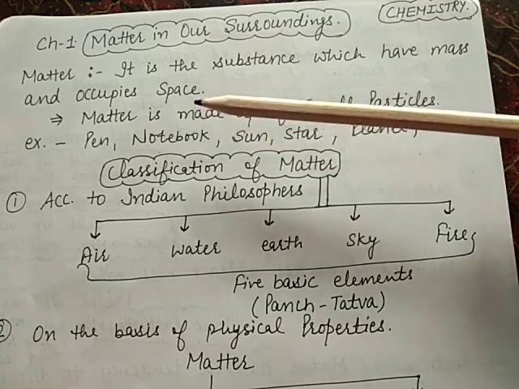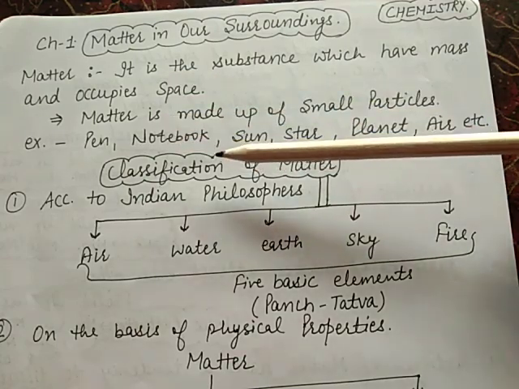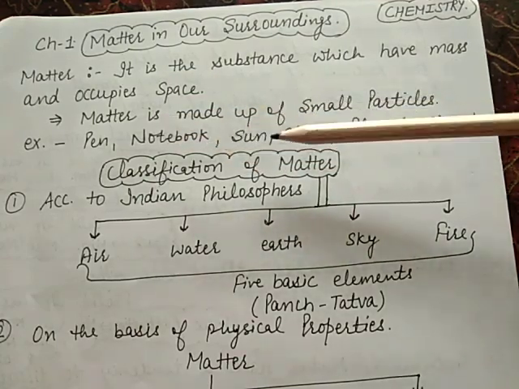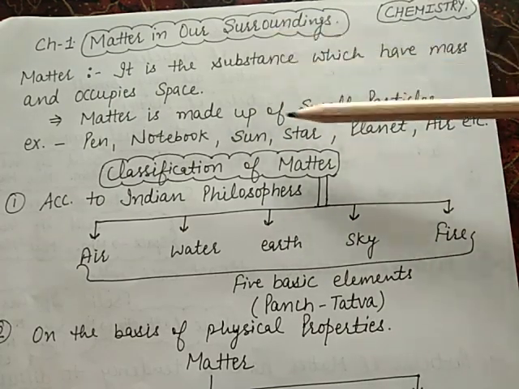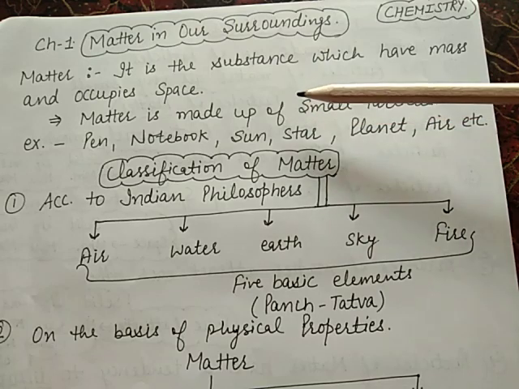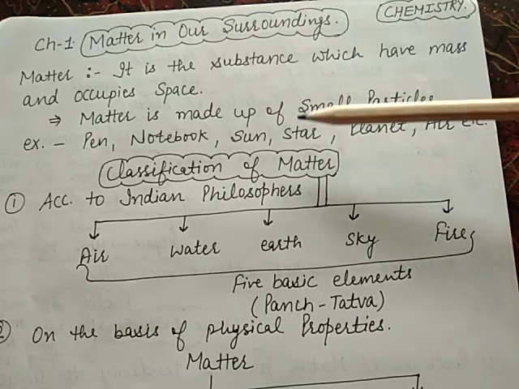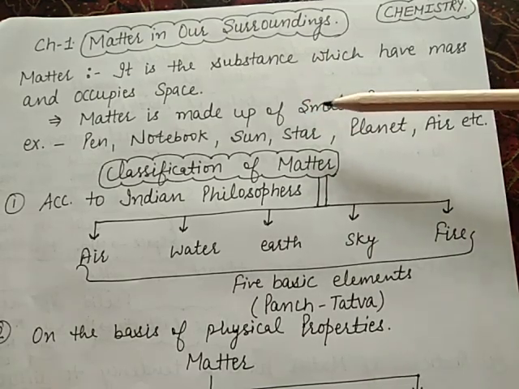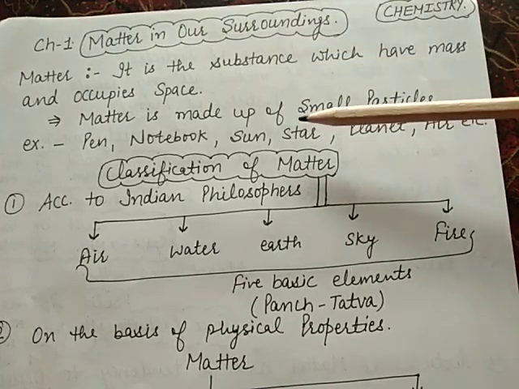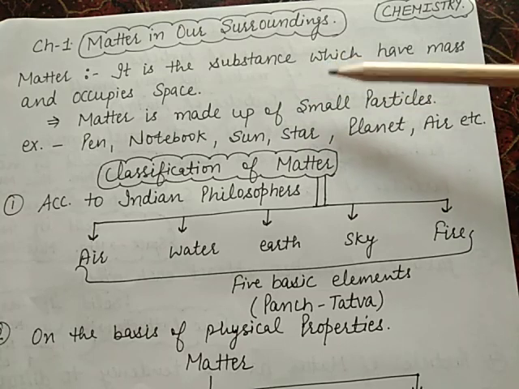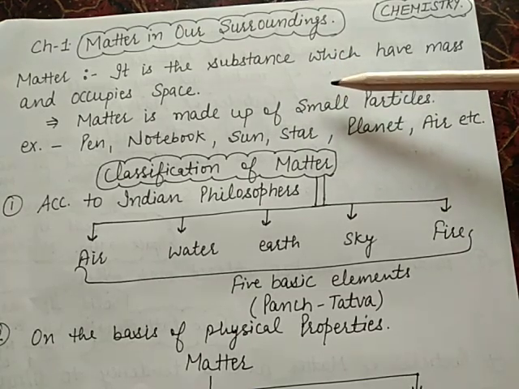Take examples like pen, chair, table, notebook, sun, star, planet, air. All these are matter because all of these have mass and occupy space. Matter is made up of small, or you can say teeny, particles.